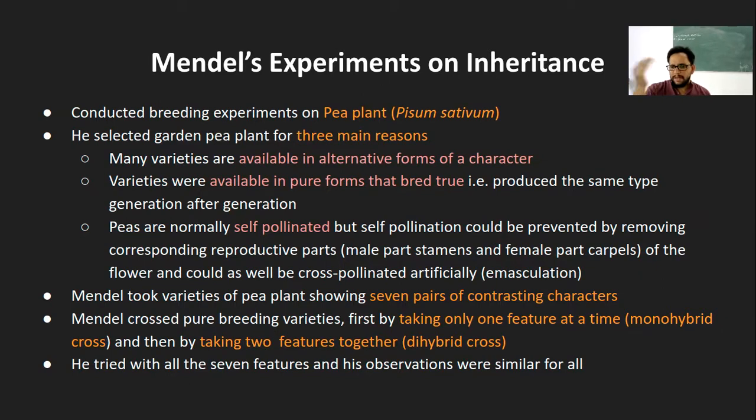Right, so the male part, that is stamens, is usually removed, and that particular process is called emasculation, something related to masculine, and e means removal, so emasculation means removal of the stamen. That is how it allows self-pollination as well as cross-pollination whenever required. So these are the three main reasons for Mendel to choose the Pisum sativum plant. Anyone has any doubt here?